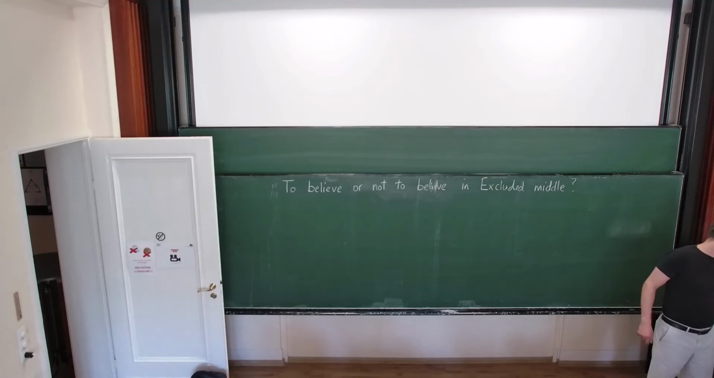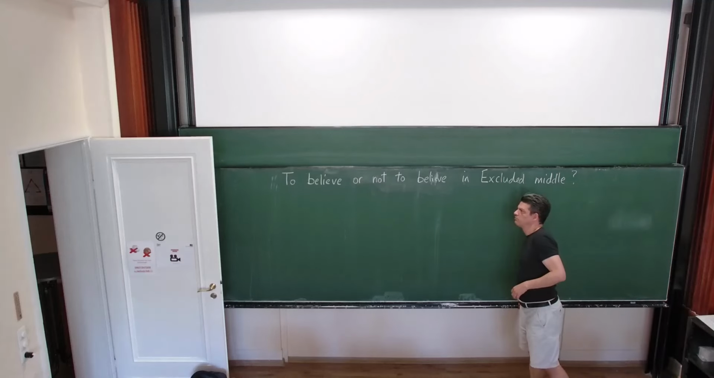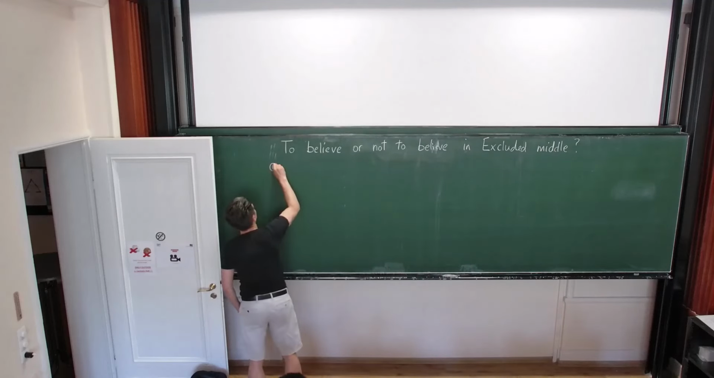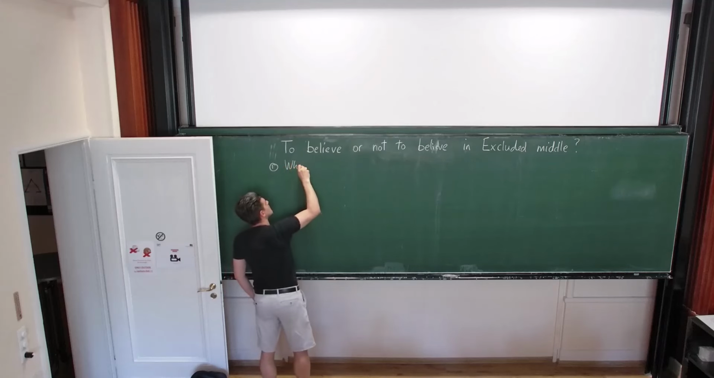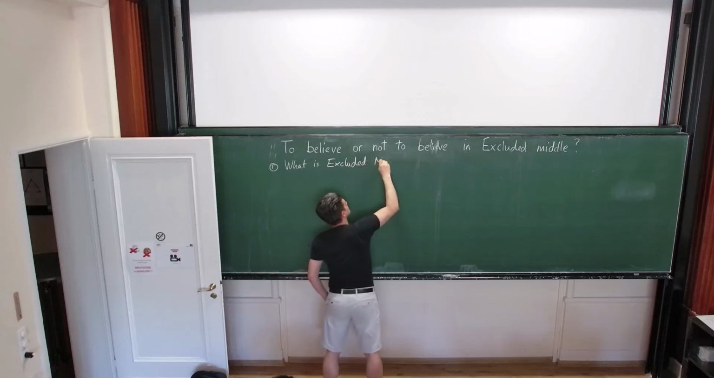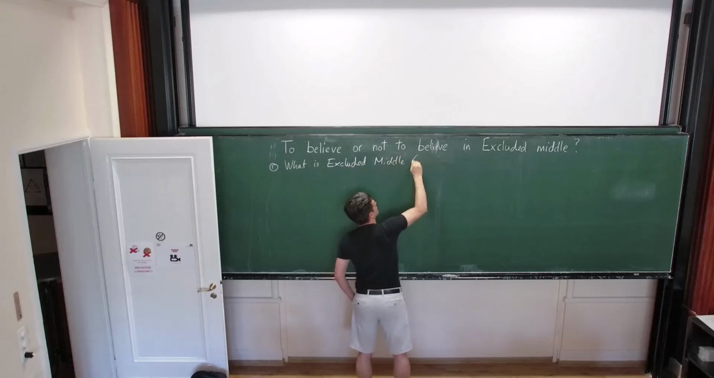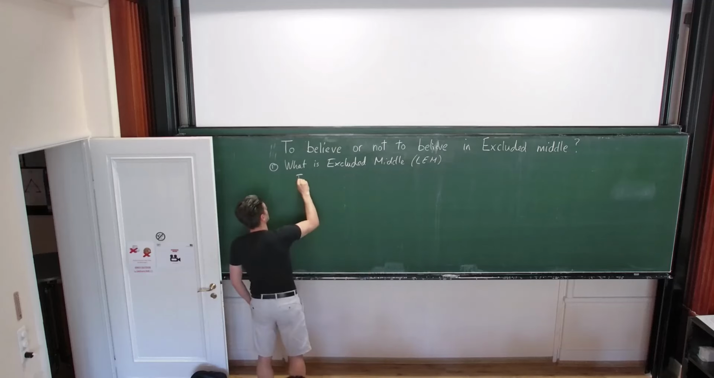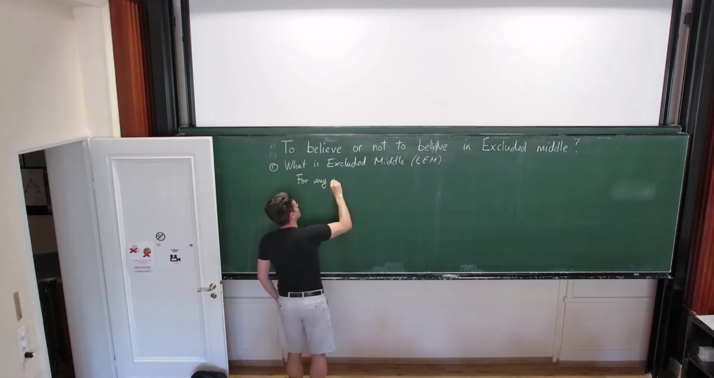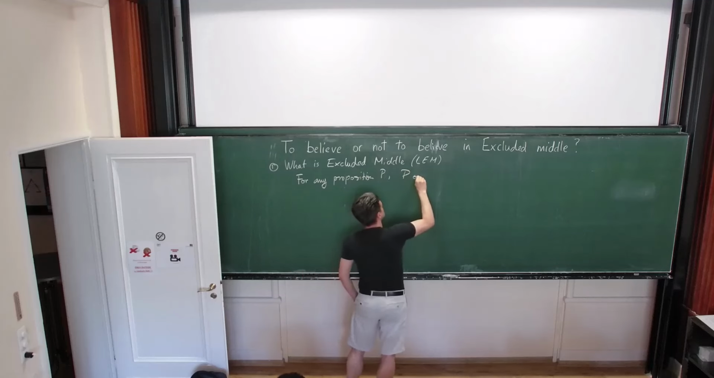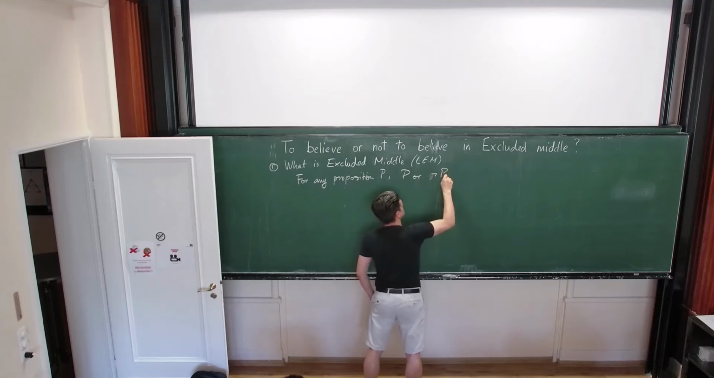Let me write it down. So before we start with an explanation of how not to believe in excluded middle, we have to look at what excluded middle is. I'm just going to refer to this as LEM, law of excluded middle. And it says that for any proposition P, P or not P.